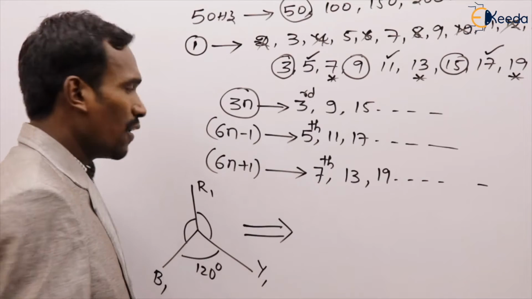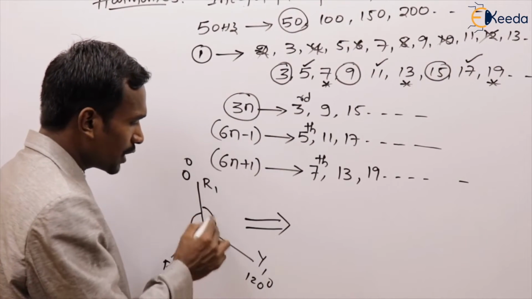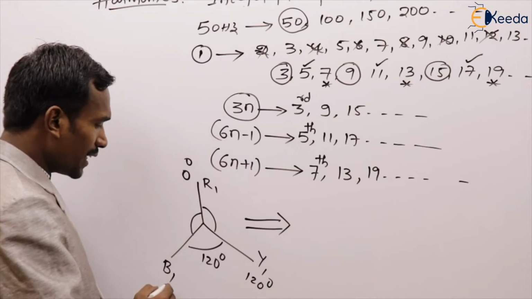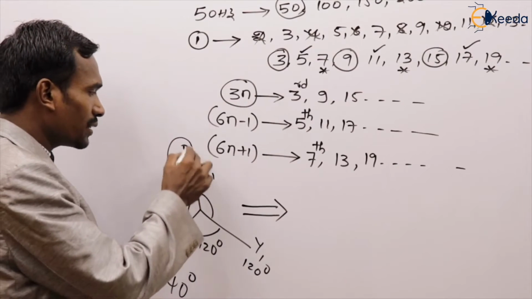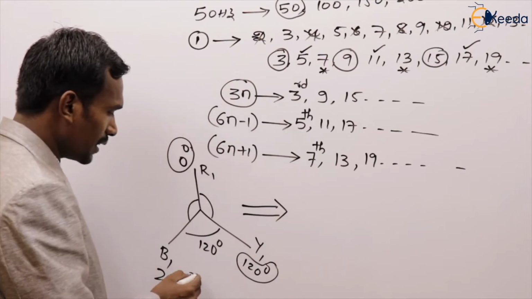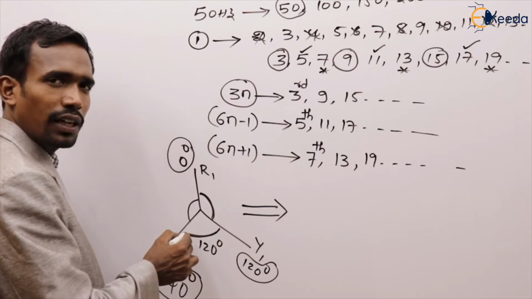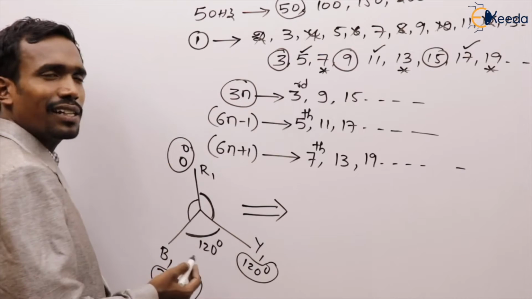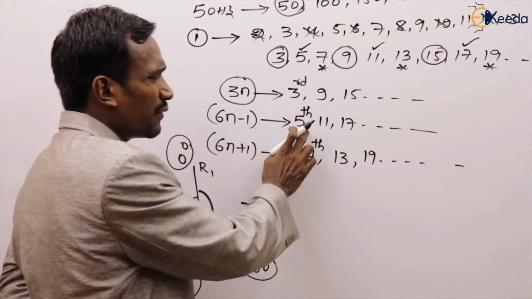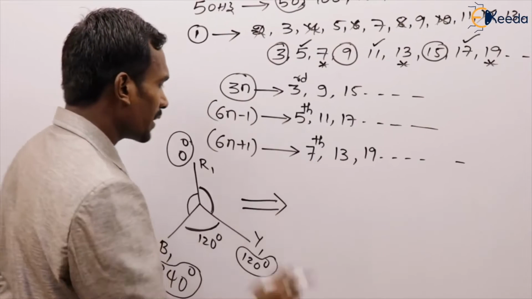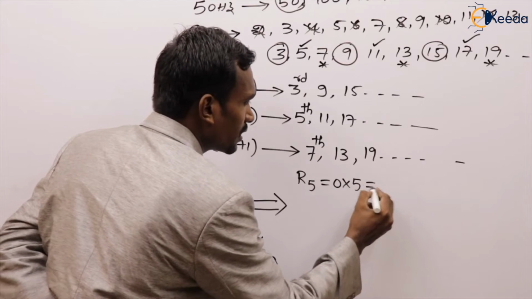We have to calculate. First of all, R1 is at 0 degrees, Y1 at 120 degrees because 0 plus 120, and B1 at 240 degrees. 0 plus 120, 120 plus 120, and 240 plus 120 is 360, nothing but 0. So 0, 120, 240. Right. Now just see, first of all, the 5th group harmonics. How can we get the 5th group? The R5 should be at 0 into 5, which is 0.